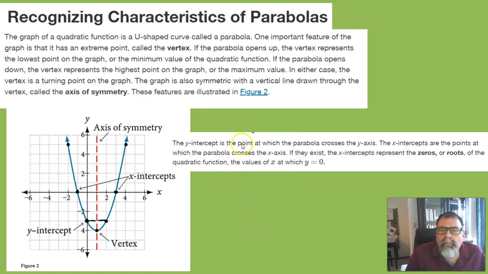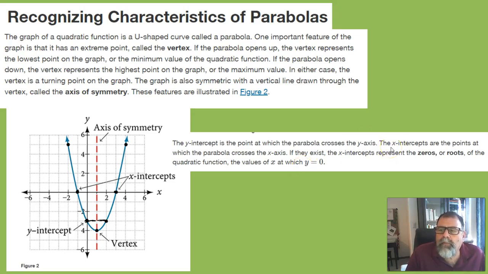And the y-intercept is the point at which the parabola crosses the y-axis. So you see that noted right here, y-intercept. In this case, it'd be (0, -3). That's standard. The y-intercept is the point where a graph crosses the y-axis, and that's true for any graph, not just parabolas.